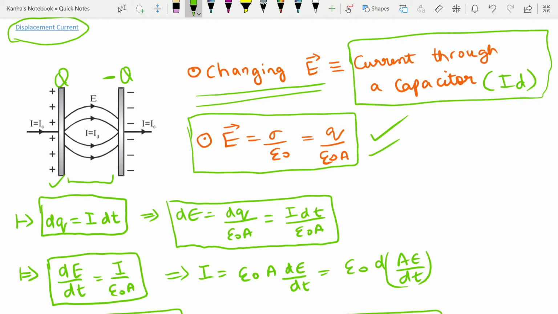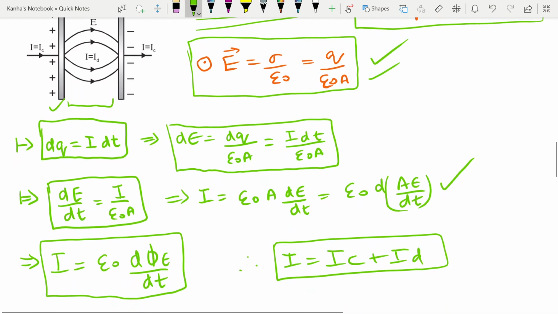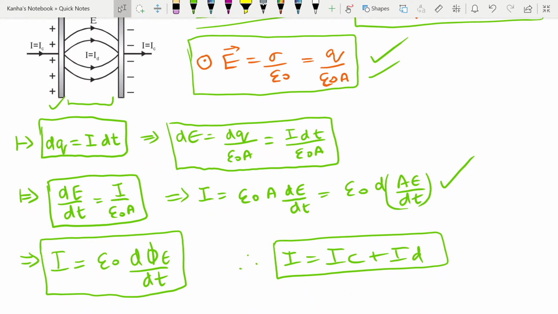So I can be written as epsilon naught A into dE by dt, which is epsilon naught d by dt of E into A, because the area of the capacitor plate is not changing. Now E into A is nothing but the electrical flux. So you have your current through the capacitor, which I'll call ID, equal to epsilon naught into d phi E by dt, where phi E is the electrical flux.